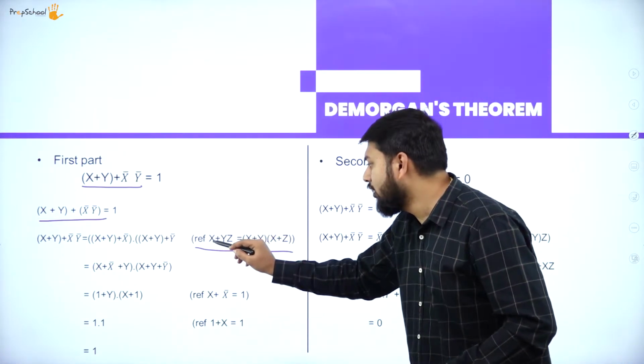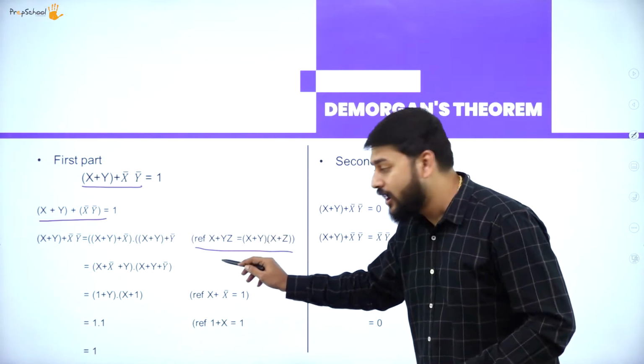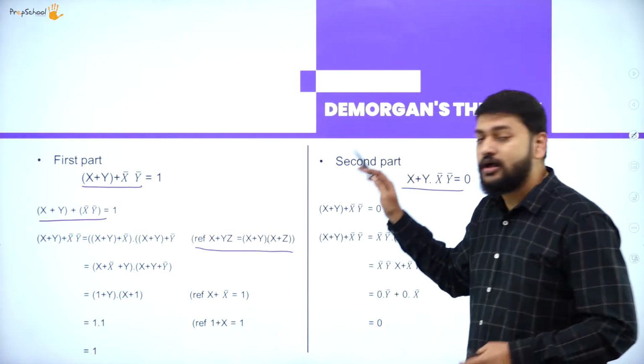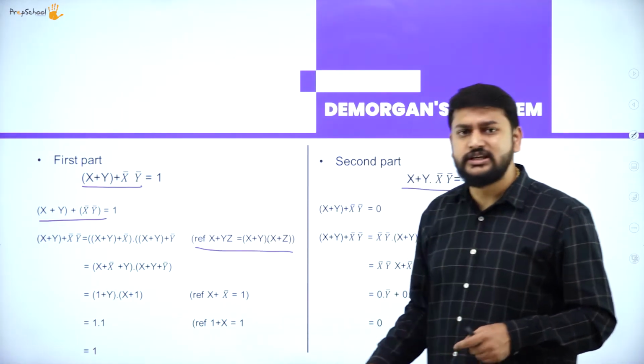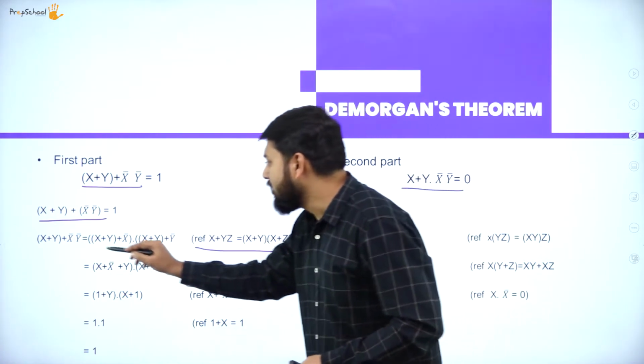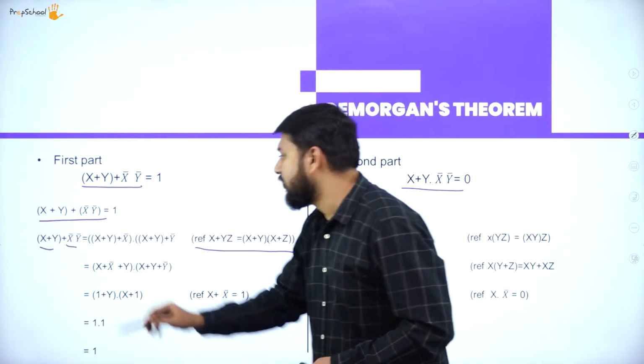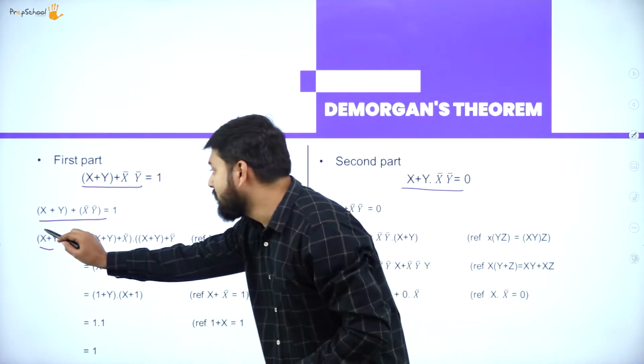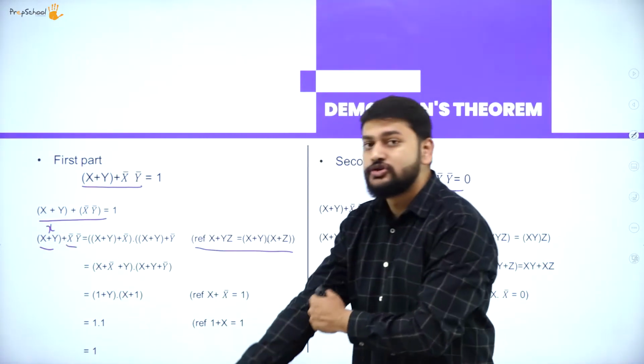So what is it I'm doing here? (x + y) and (x + z) is what I have. Based on this, let me solve this. How do we solve this? Let's understand. Please observe what I have here. This is what I'm treating as x.